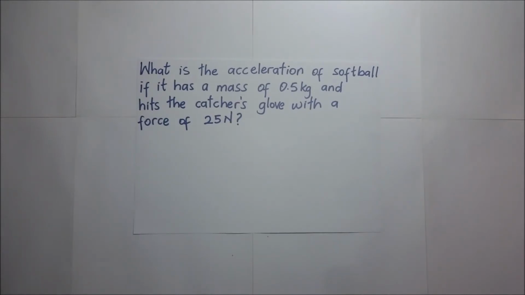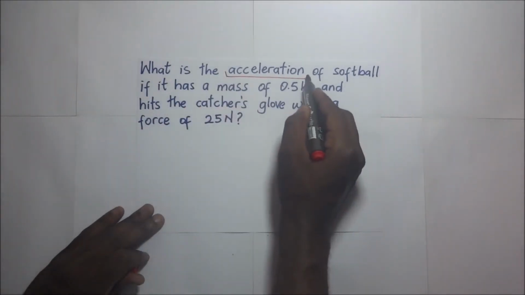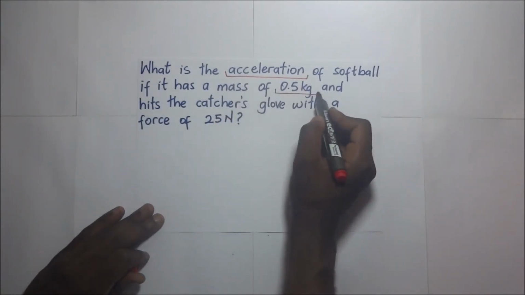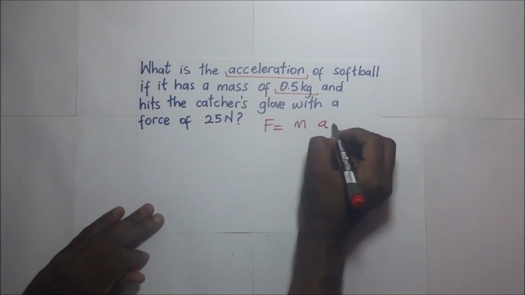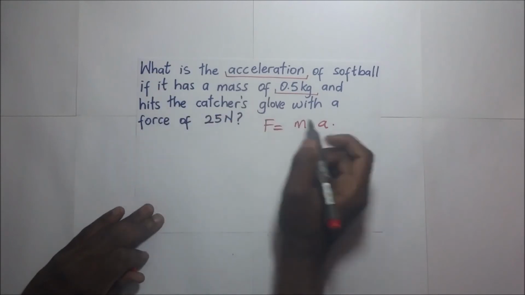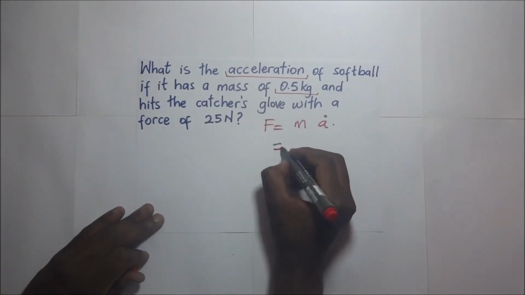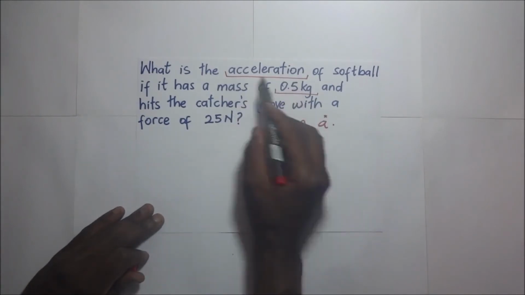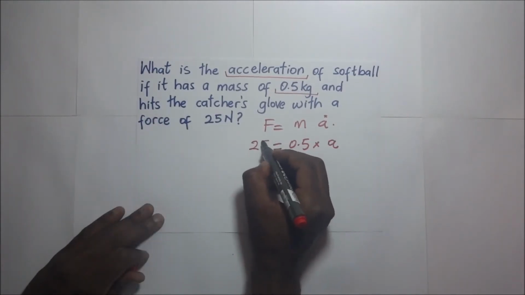In this question, you're being told: what is the acceleration of a softball if it has a mass of 0.5 kilograms and hits the catcher's glove with a force of 25 newtons? They want us to find the acceleration of the softball. It has a mass of 0.5 kilograms. So if F is equal to mass times acceleration, this is 0.5 kilograms multiplied by the acceleration we are looking for, which is equal to the force, 25 newtons.